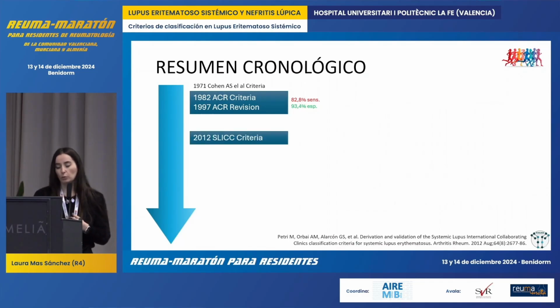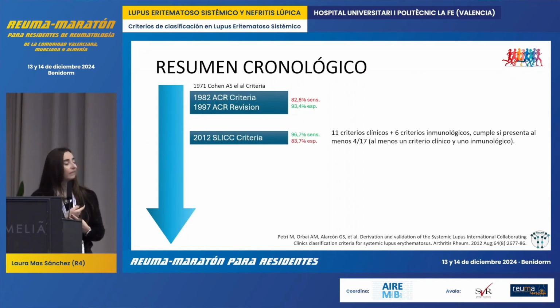From that point on until 2012, they weren't updated. And finally, in 2012, let's say another scientific organization, SLICC, which we'll talk about later, the damage indices, reviewed and updated these criteria. What did it mainly add? Well, it aimed to give a bit more importance to the immunological concept of this disease. It still maintained the cutoff point that 4 criteria had to be met, but this time there were 17, 11 clinical criteria and 6 immunological criteria, requiring that the patient meet at least 1 criterion of each type, 1 clinical and 1 immunological. This was meant to emphasize that it is an immunological disease and to reflect the importance of that aspect. In terms of sensitivity and specificity, one improved while the other got worse. Now, the specificity was a little lower.